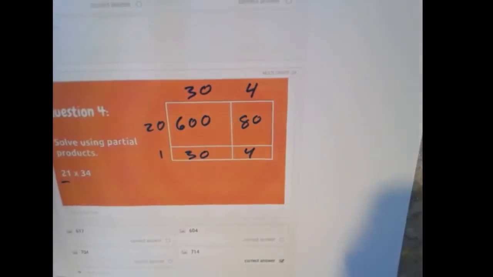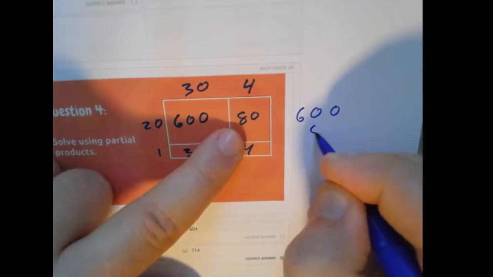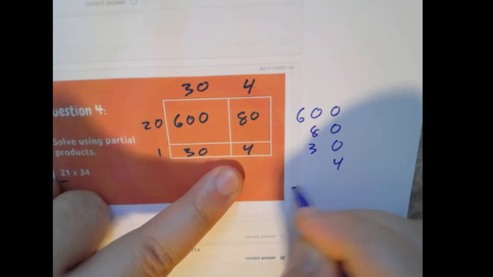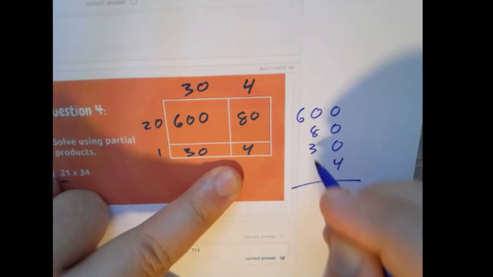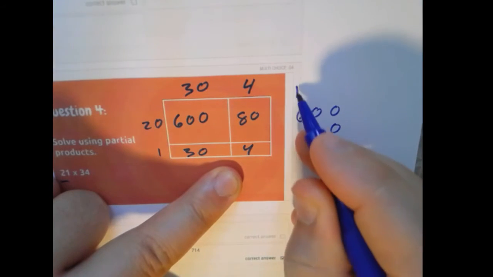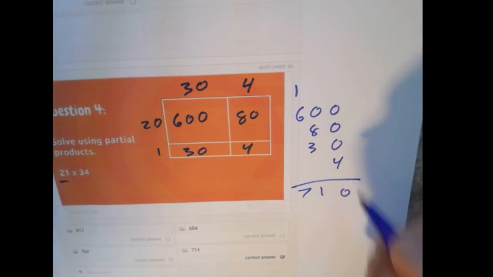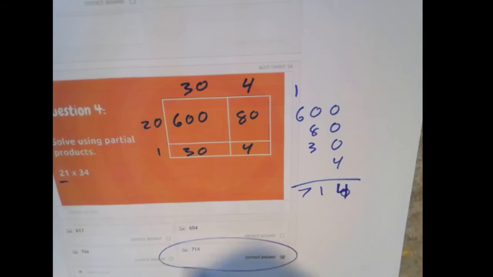So if we add those together, 600 and 80 and 30 and 4. So that's 4, 8, 9, 10, 11, 6, 7. So 7. Oh, why did I put a 0 there? It's obviously a 4. So 714 is what we're looking for today.